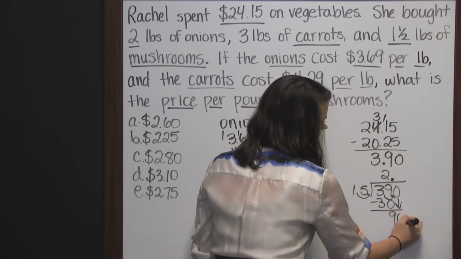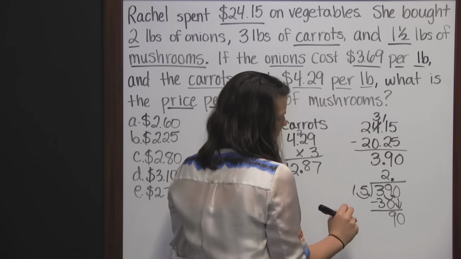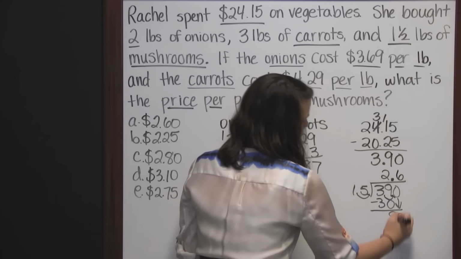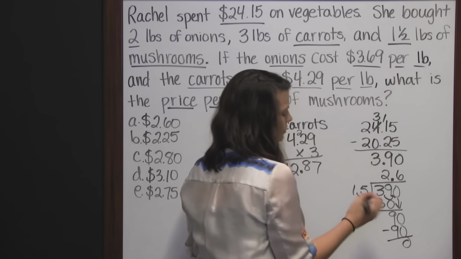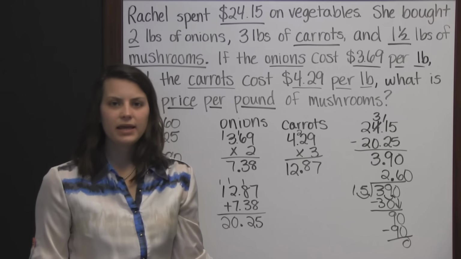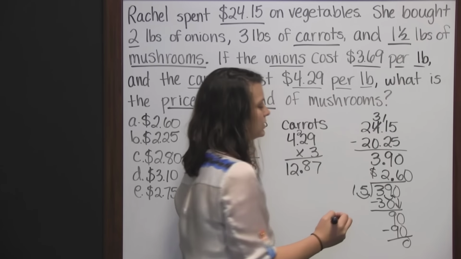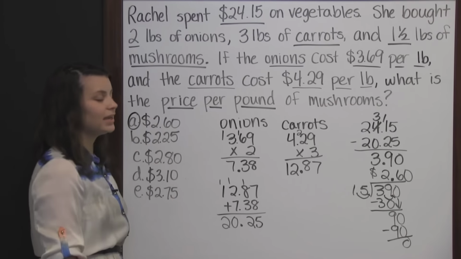Bring down the 0. 15 goes into 90 6 times. 15 times 6 is 90. Subtract and you get 0. So no remainder. But we can add a 0 here since we're talking about money. So that means that the mushrooms were $2.60 per pound, which is answer A.